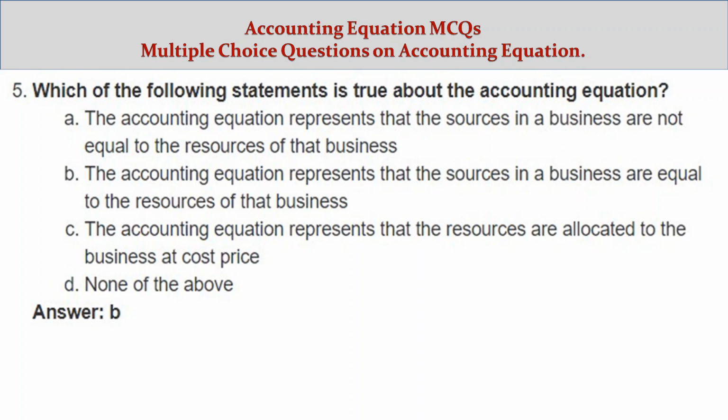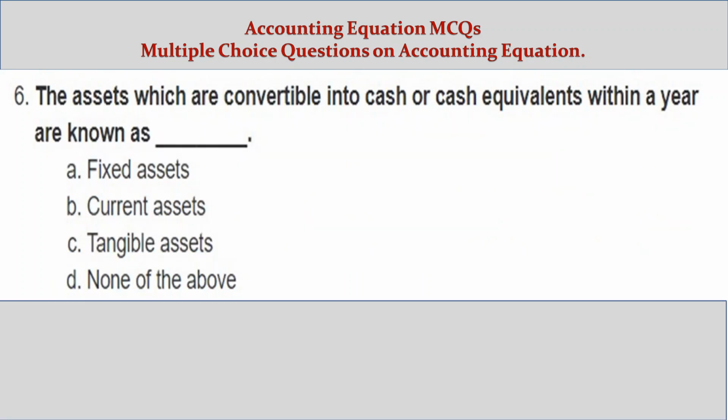Answer B. The accounting equation represents that the sources in a business are equal to the resources of that business. 6. The assets which are convertible into cash or cash equivalents within a year are known as dash. Option A. Fixed assets. Option B. Current assets. Option C. Tangible assets. Option D. None of the above.